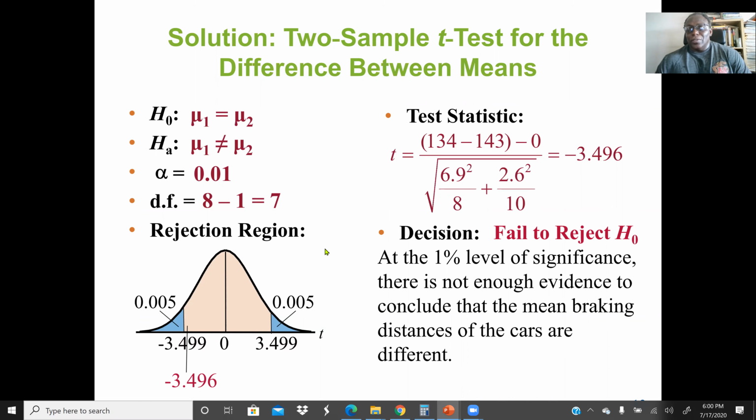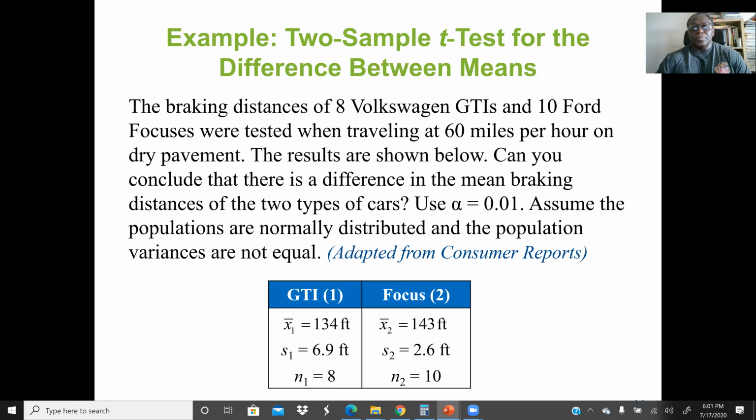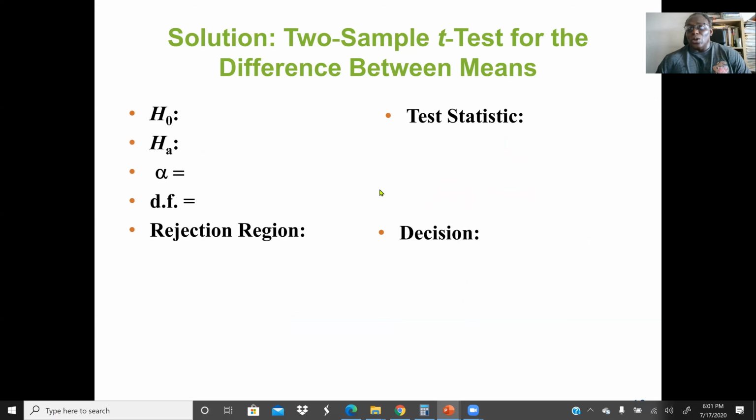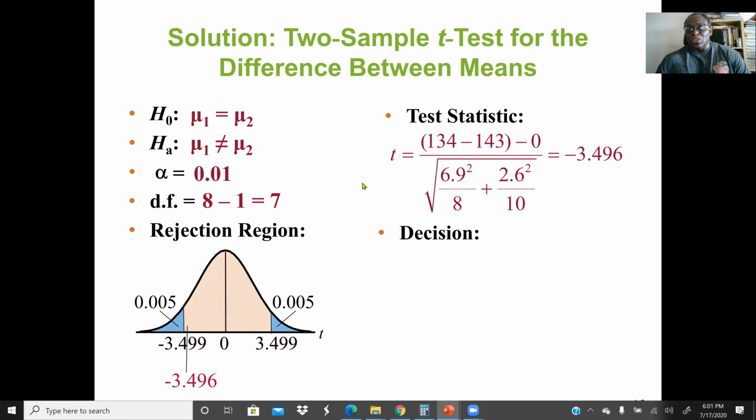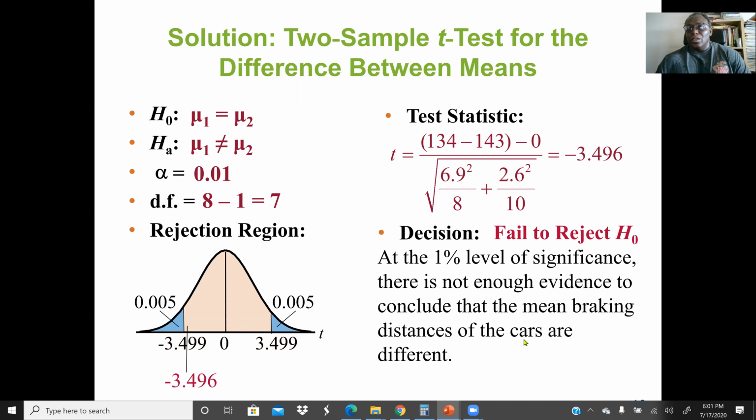The claim is that the braking distance of the two cars, GTI and Focus, is not the same. When we read the question, the braking distance of a Volkswagen GTI and a Ford were tested when traveling at this speed. The results are shown below. Can you conclude that there is a difference? So our goal is to conclude there's a difference, and that would be the HA. So our H0 will be there's no difference. Based on this calculation, we found out again that there's no difference. Failed to reject H0. We accepted H0 at the 1% level of significance, that is 99% confidence.